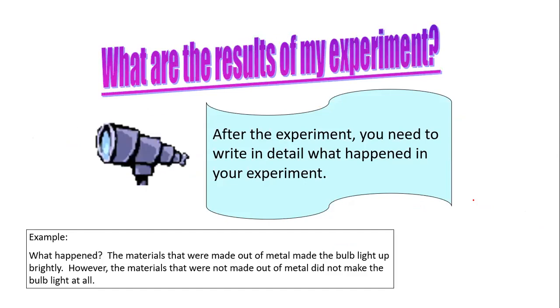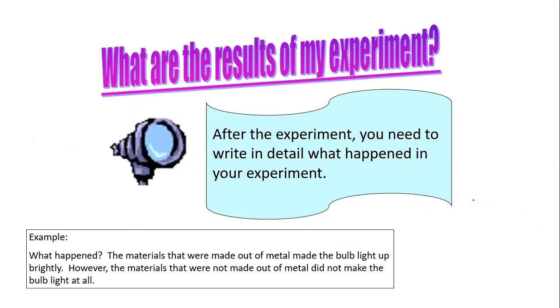Okay, what are the results of my experiment? So after the experiment, you need to write in detail what happened in your experiment. What happened? For example, the materials that were made out of metal made the bulb light up brightly. However, the materials which are not made of metal did not make the bulb light. So this is the result of your study.